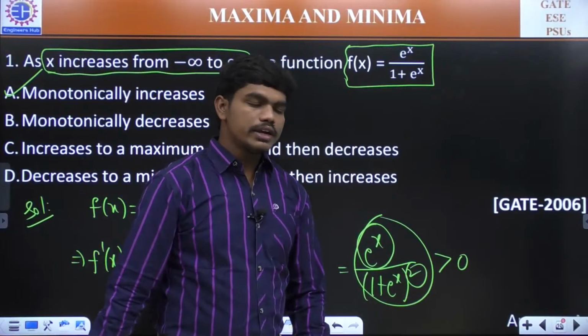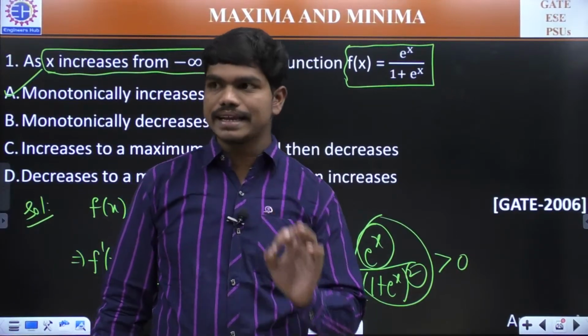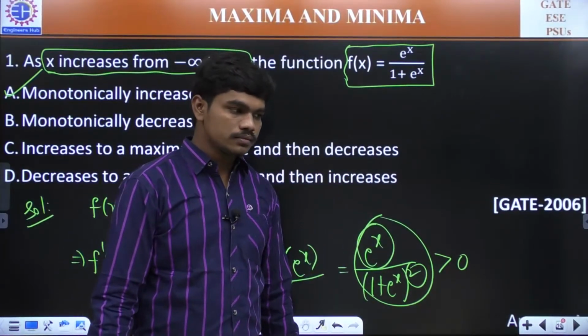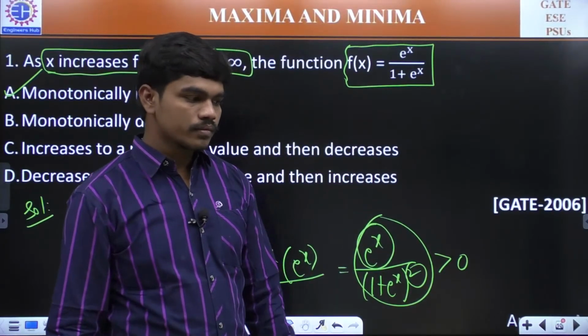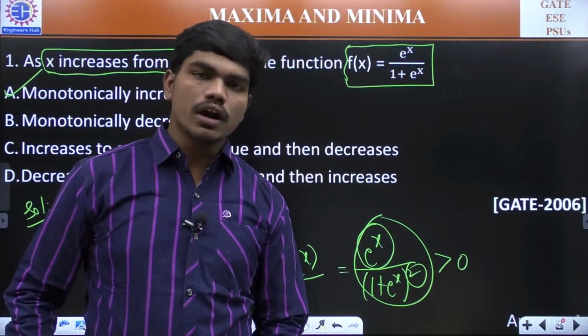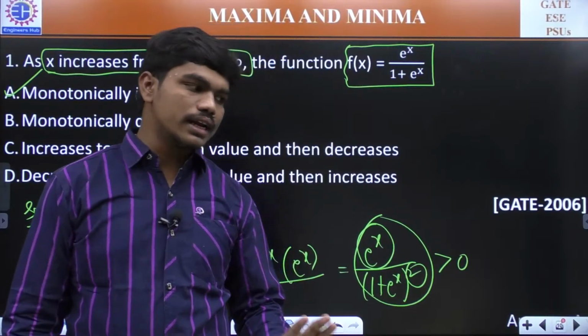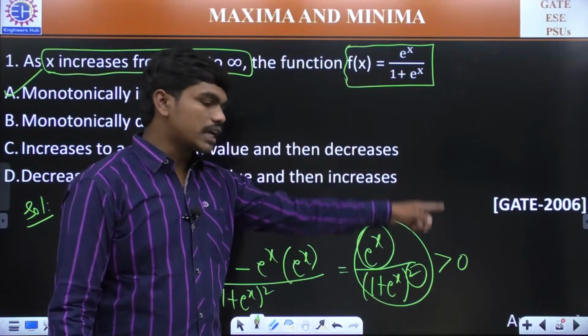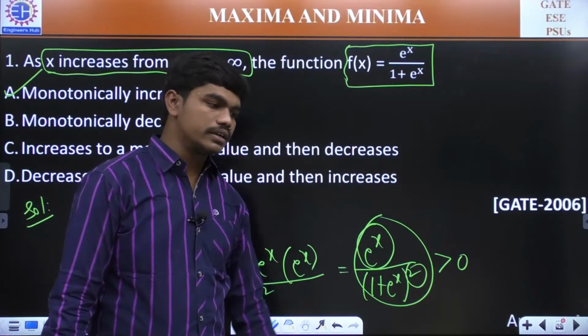Clear? Now, did you all understand how to identify monotonically increasing functions and monotonically decreasing functions? So please respond. Did you all understand how to identify monotonically increasing and decreasing functions? Clear? And this question was asked in 2006, but it's a good question, so I put it here.